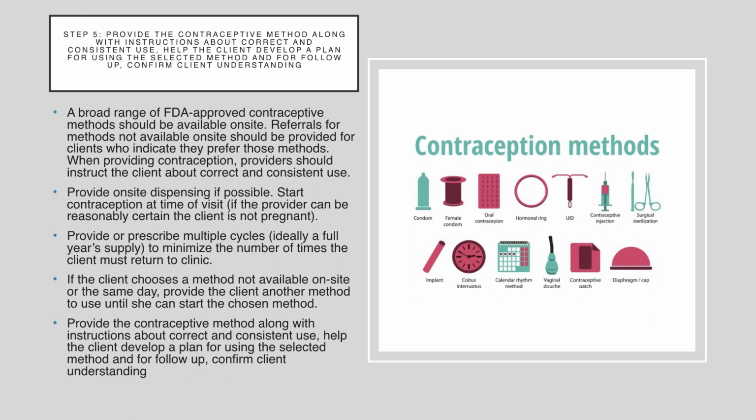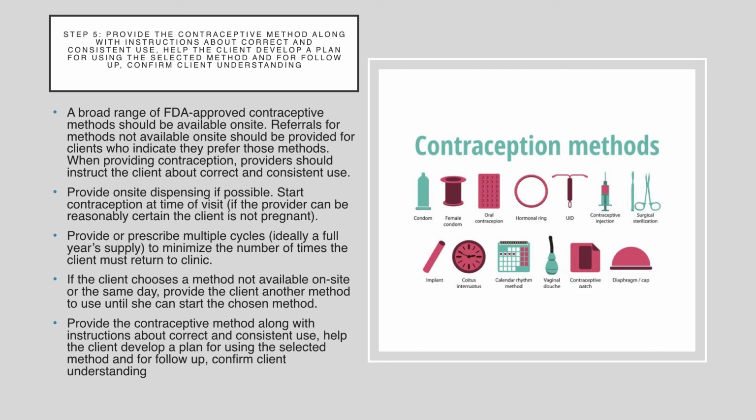Step 5 is providing the contraceptive method along with instructions about correct and consistent use, helping the client develop a plan for using the selected method and for following up, and confirming that the client understands. A broad range of FDA-approved contraceptive methods should be available on-site. Referrals for methods not available on-site should be provided for those patients who indicate they prefer those methods. When providing contraception, providers should instruct the client about the correct and consistent use. Provide on-site dispensing if possible.